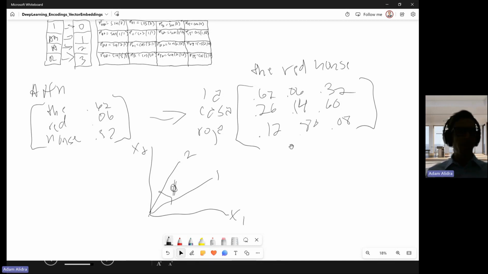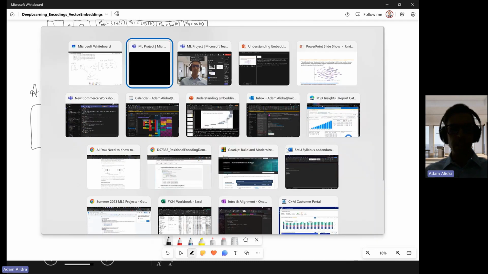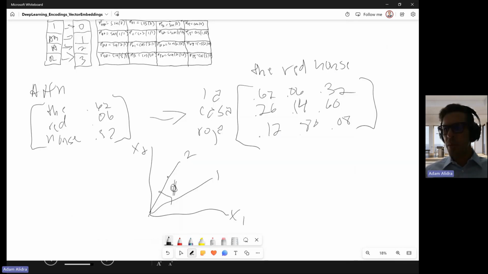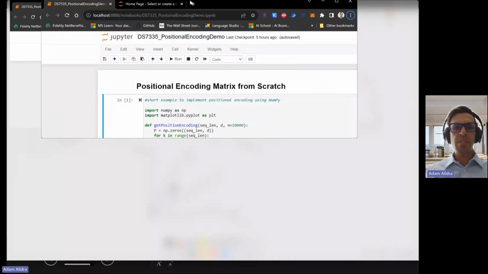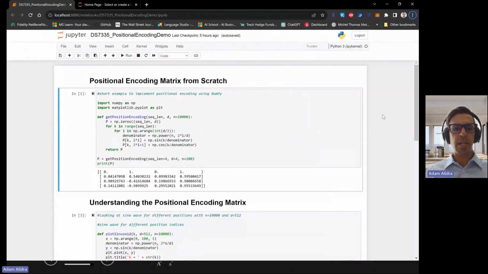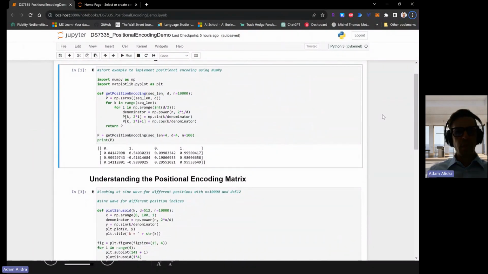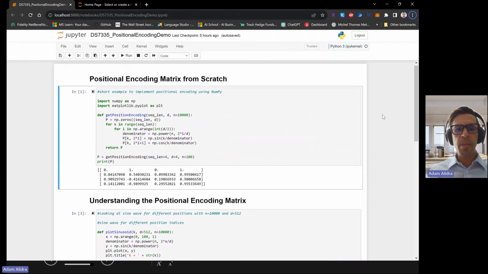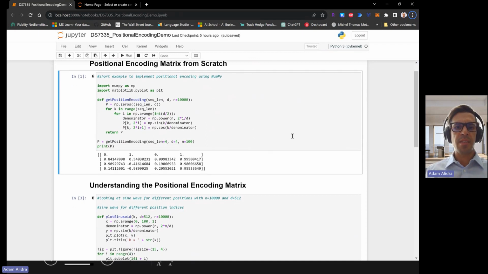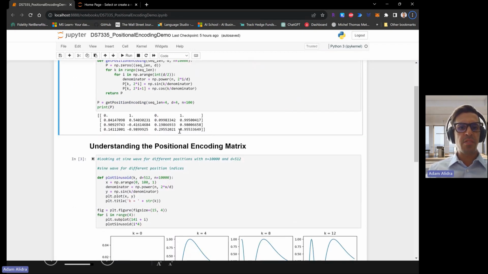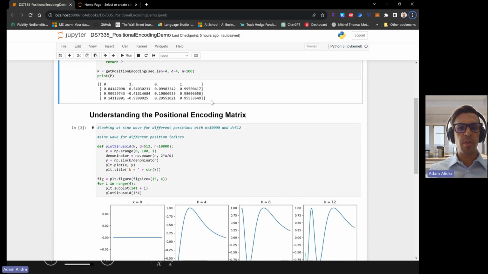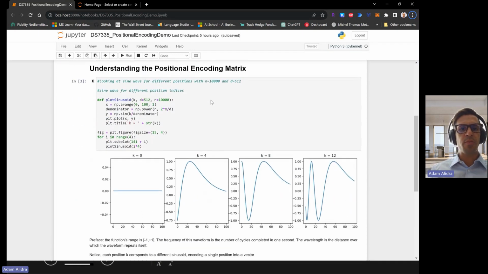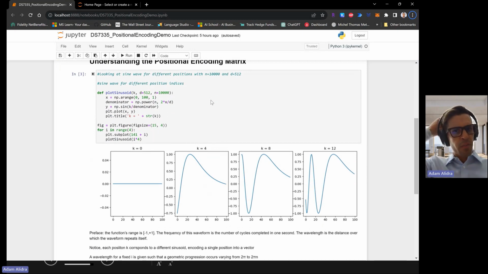Okay, so then that brings me to just one other illustration here, and then we'll close out with a final slide. So this is a positional encoding matrix from scratch, where you in essence have the formula that I illustrated before, right? So P(k, 2i) equals np.sin, and then you've got cosine right there. And as you can see here, there's a matrix that's set up. And then here is a graphical representation that looks at the sine wave for different positions where n equals 10,000 and d equals 512.